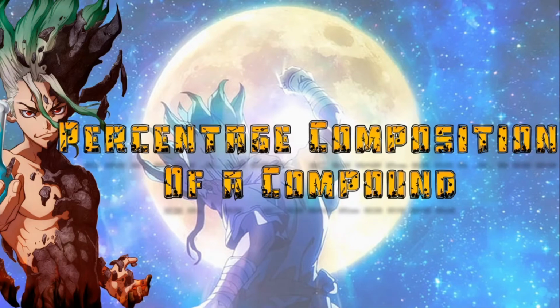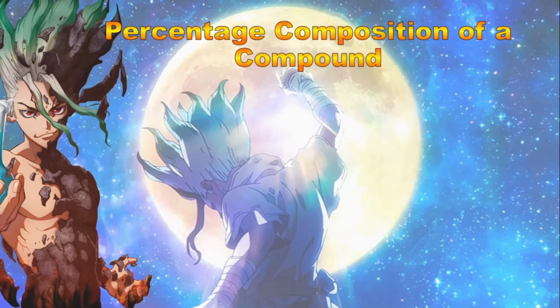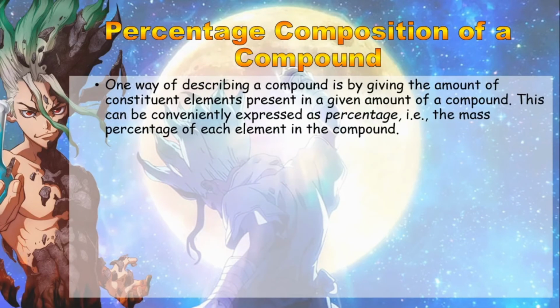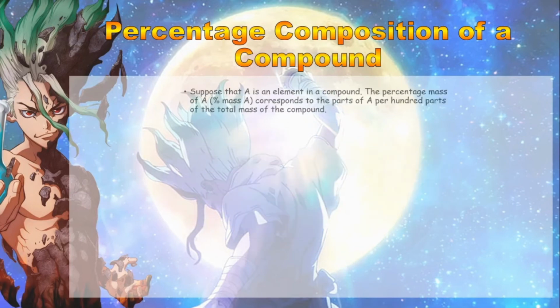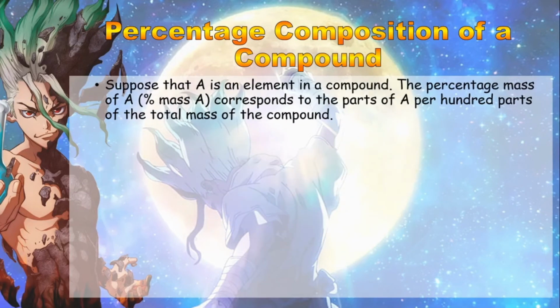Percentage composition of a compound. One way of describing a compound is by giving the amount of constituent elements present in a given amount of the compound. This can be conveniently expressed as a percentage, for example, the mass percentage of each element in the compound. Suppose that A is an element in the compound. The percentage mass of A, or percent mass A, corresponds to the parts of A per 100 parts of the total mass of the compound.